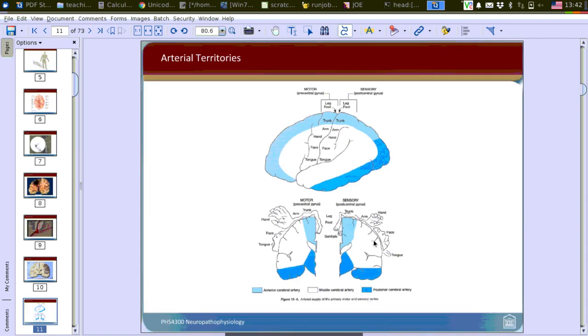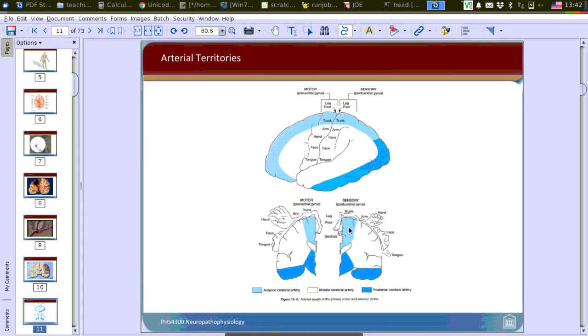So the corresponding diagram is here. What was lost in the previous figure is this area here, and this area is supplied by the middle cerebral artery. Damage to the posterior cerebral artery will lead to damage here, and damage to the anterior cerebral artery or occlusion will lead to damage in this area here.